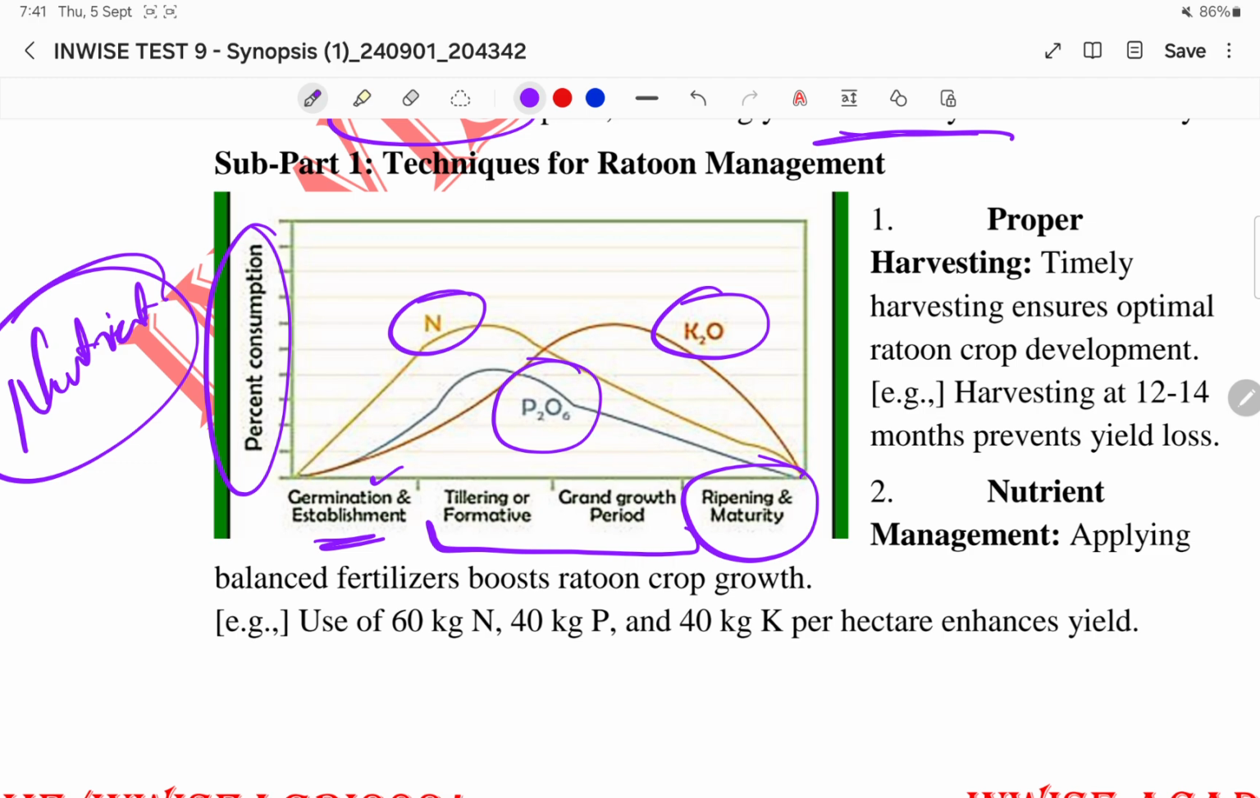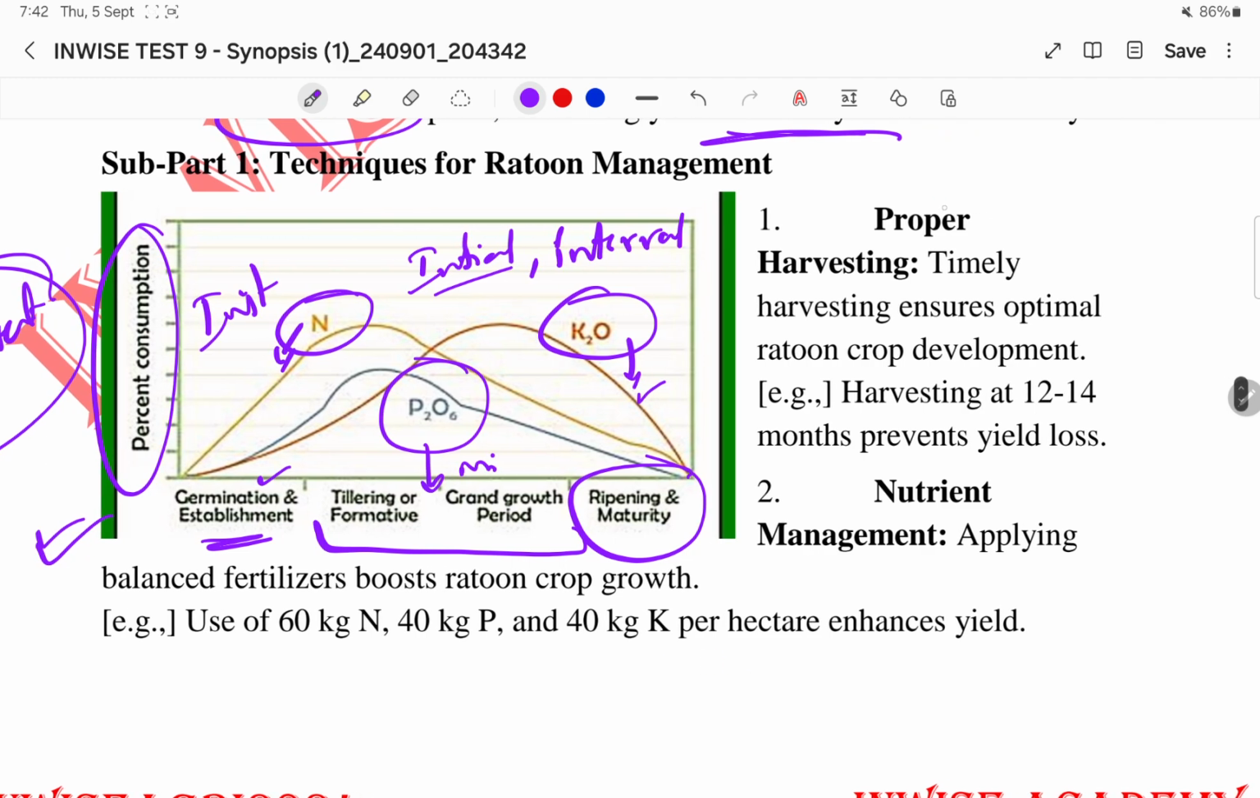See, what are farmers doing? They simply dump the fertilizers at the initial stages itself, and at some interval in the middle. But what is the scientific way of applying the fertilizers? For any crop, nitrogen is required at the initial stage, P2O5, I mean phosphorus, at the middle stage, and K2O at the grain filling or ripening and maturity stage. So that is the scientific way according to the crop requirement for nutrient fertilizers. Okay, fine.